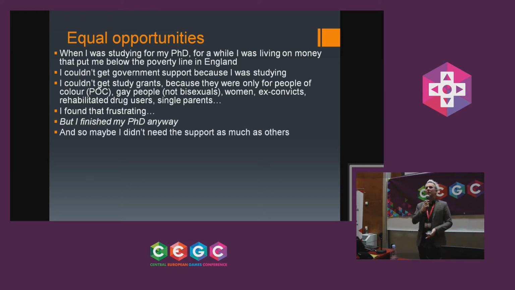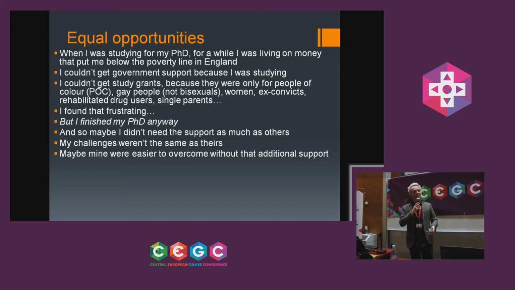So maybe I didn't need the support as much as other people, because I could still do it. That upbringing I had, my family taught me well, clearly. I was stubborn, I was tenacious, I had the mental energy to carry on, even when I was eating beans on toast a hell of a lot. That's a very cheap meal. And super noodles. Everybody loves noodles. It's good training for being a game dev. So maybe I didn't need that support as much as other people. My challenges weren't the same as theirs. And maybe mine were easier to overcome without that additional support, because I did overcome them. Now, how many people might not have got through their PhD if I'd got the support that they should have had?